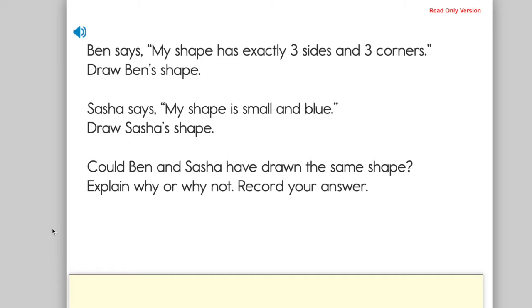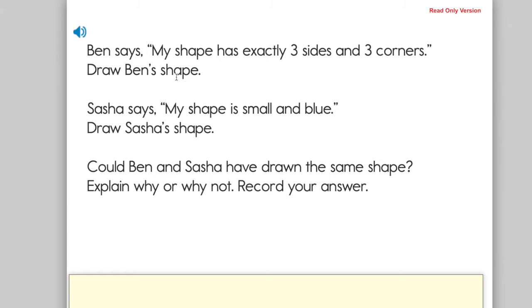All right, to introduce today's lesson, we are going to do the math message for today, which is where we have a little bit of a story problem and we have to solve the problem by drawing a picture. So make sure you continue to have your math notebook open. And here's our math message. It says, Ben says, my shape has exactly 3 sides and 3 corners. Draw Ben's shape. So right now in your math notebook, draw Ben's shape. 3 sides, 3 corners.